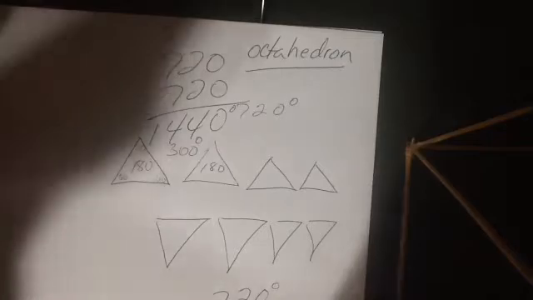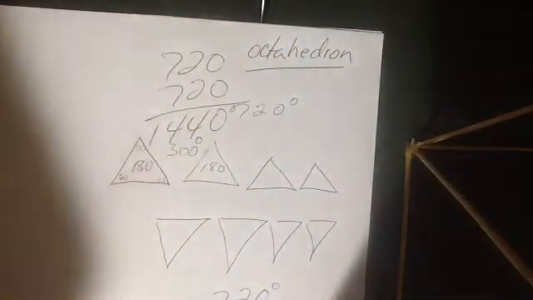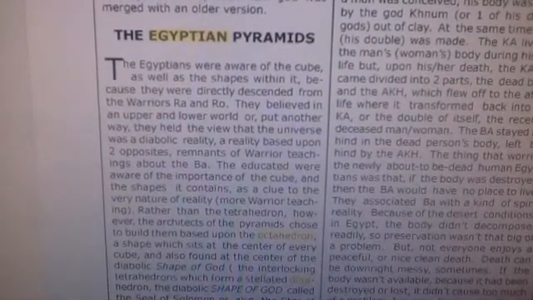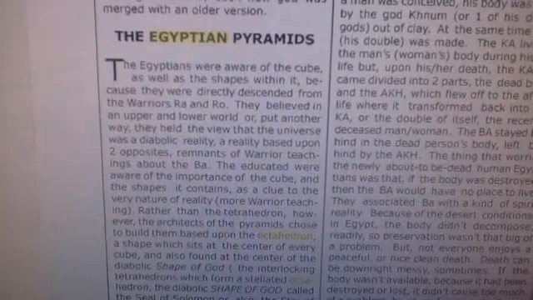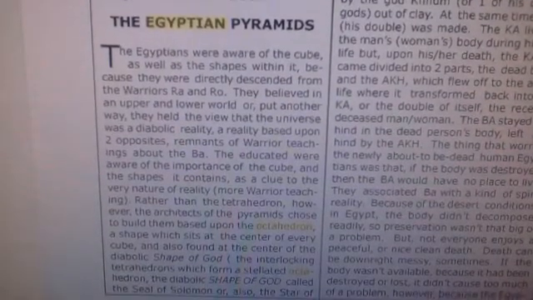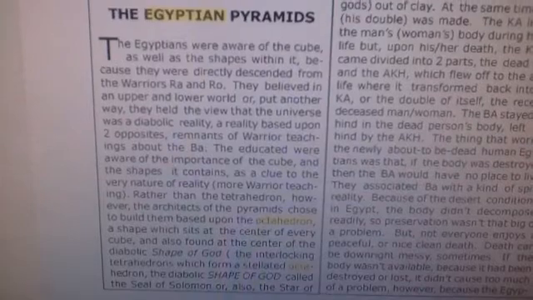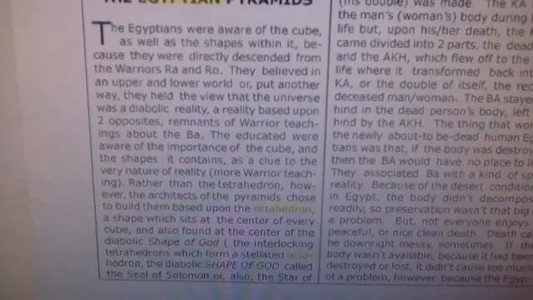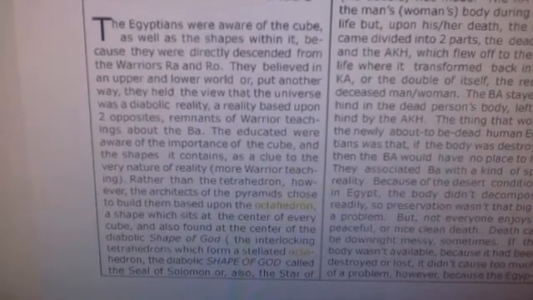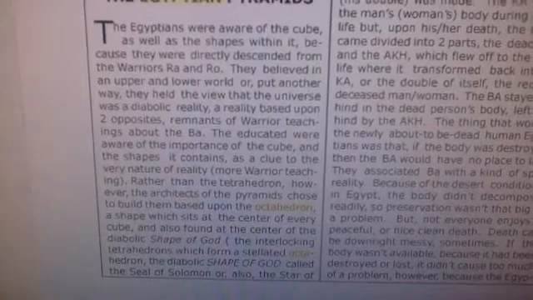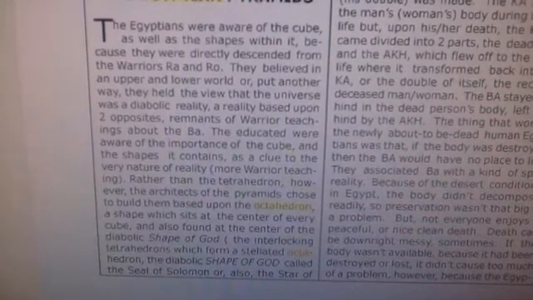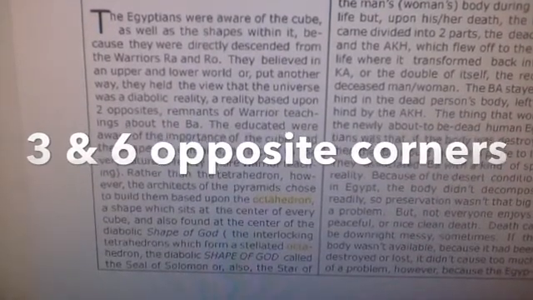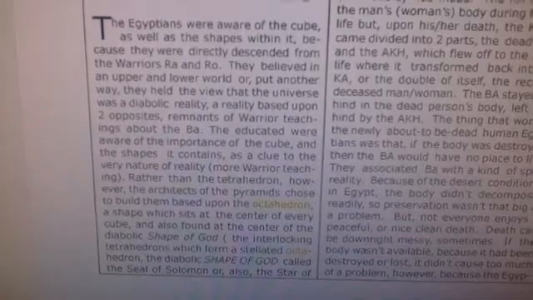Alright, and I just want to show you a little bit about what the Egyptians believed about it. Hold one moment. Okay, so the Egyptians were aware of the cube, as well as the shapes within it. Because they were directly descended from the warriors Ra and Ro, they believed in an upper and a lower world, or put another way, they held the view that the universe was a diabolic reality, a reality based upon 2 opposites, duality. Here's your 2 columns again. Remnants of warrior teachings about the Ba.